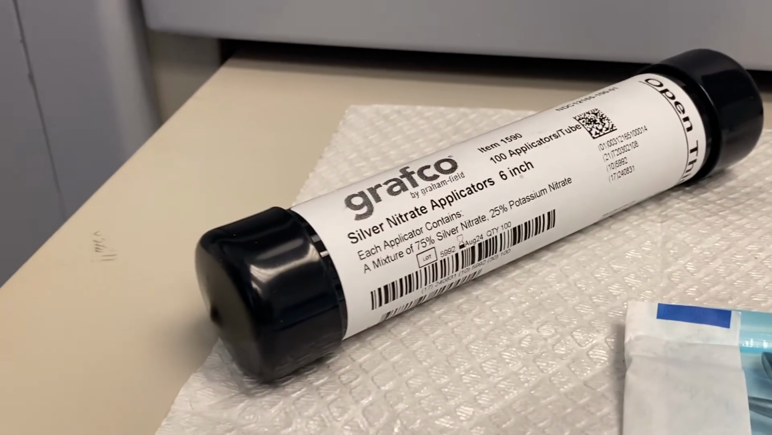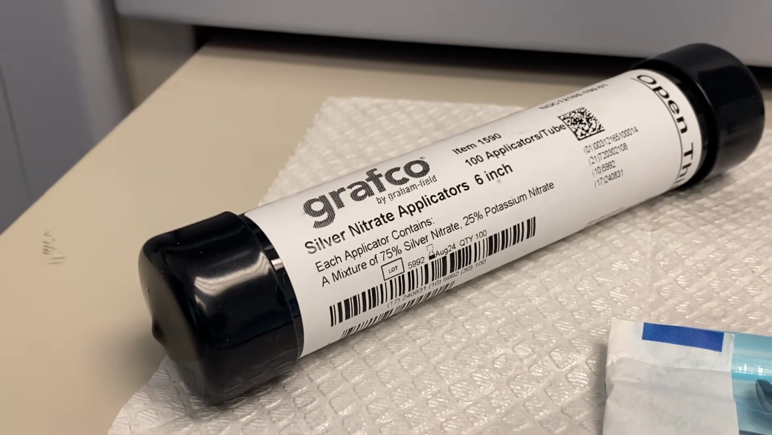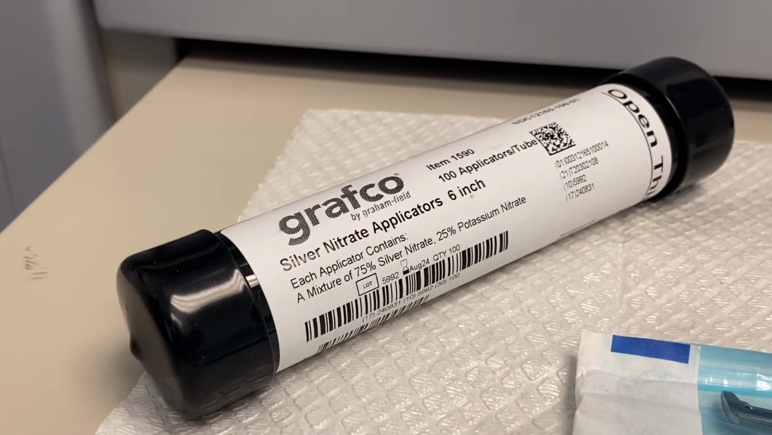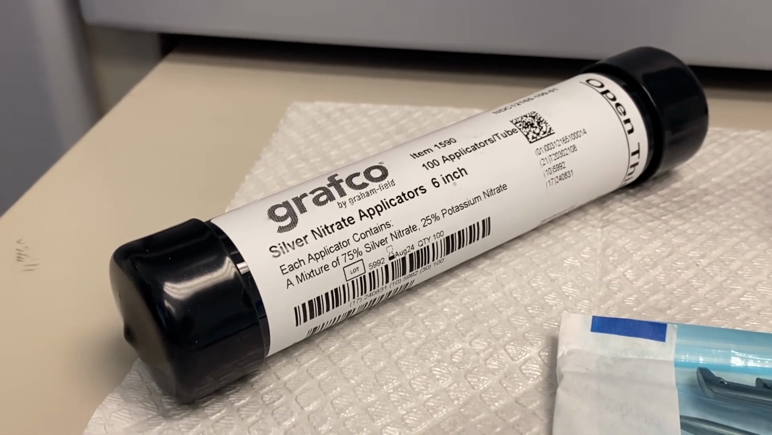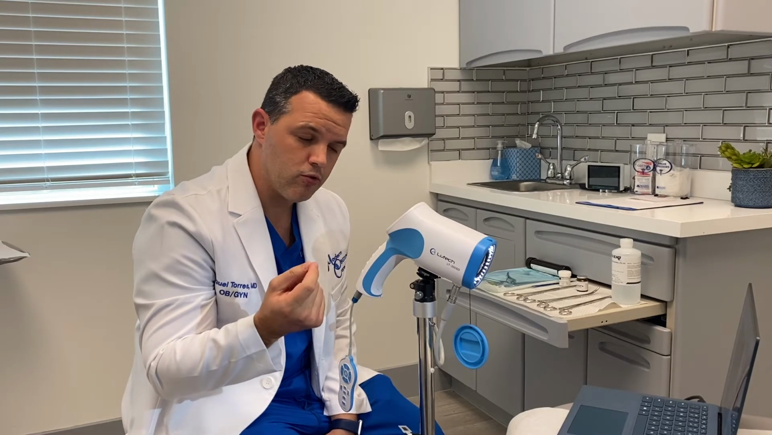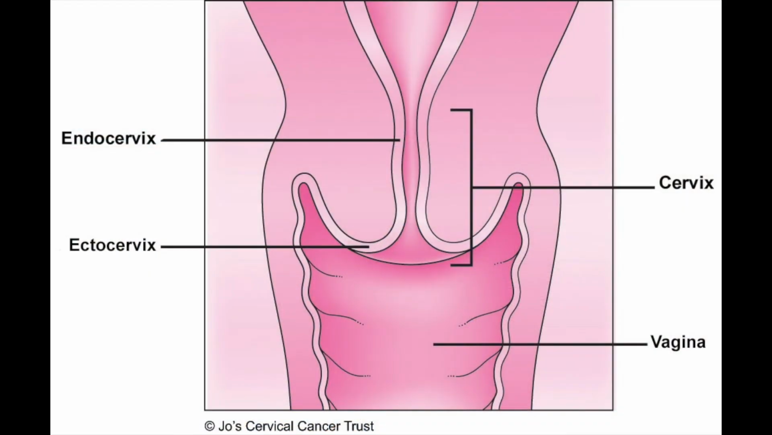In some cases, we also use something called silver nitrate. Silver nitrate would allow for clotting to take place at the site of the biopsy and would also minimize bleeding once the biopsy is completed. If we identify the abnormal cells, usually what we do is we would do a biopsy. Sometimes we can do biopsies of the outside of the cervix, and we can also take samples from the inside of the cervix. We call that the endocervix.